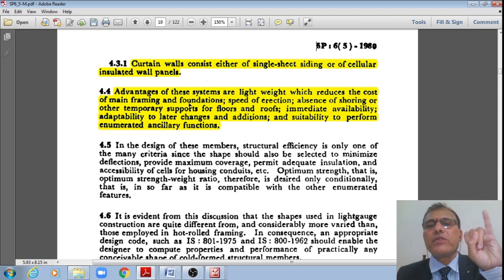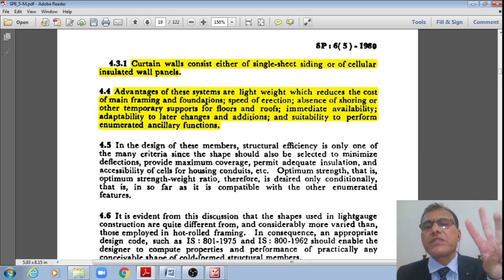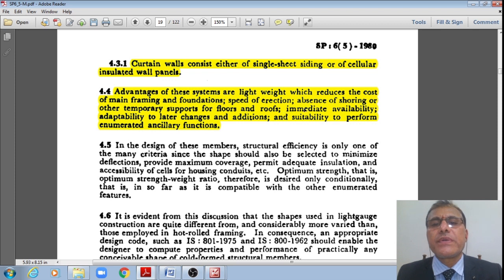One, it reduces the cost of the main framing as well as the cost of the foundation. Two, the speed of construction. Three, absence of shoring or other temporary supports. I don't require any support for floors and roofs. The fourth one is immediate availability. I can just cast elsewhere and I can erect here, right? And the fifth one is adaptability to later changes and addition.